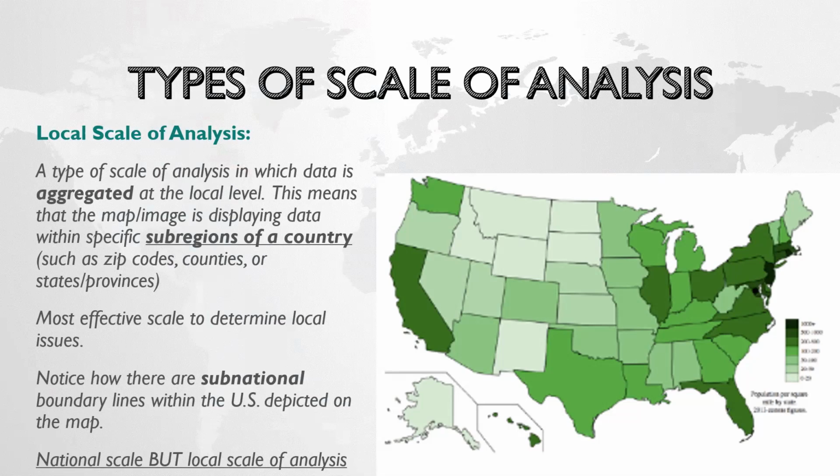So it's very effective to determine local issues, like where you should build hospitals, depending on the piece of data you're given. Again, notice how there are subnational boundary lines here within the US. So the map is at a national scale, but the scale of analysis is local, because the data is aggregated, organized at the local level.